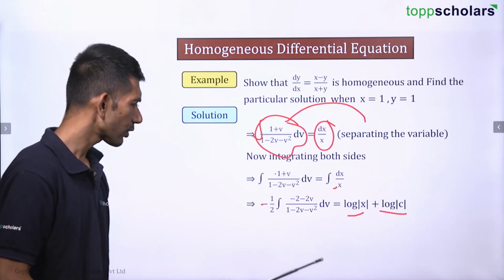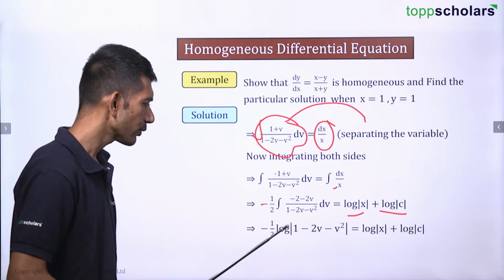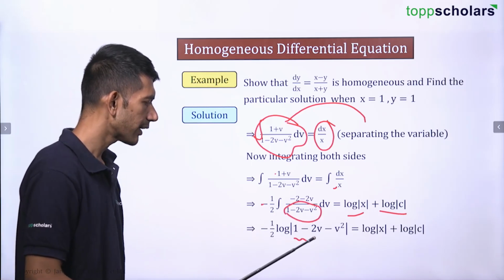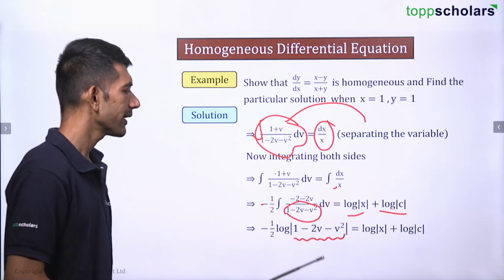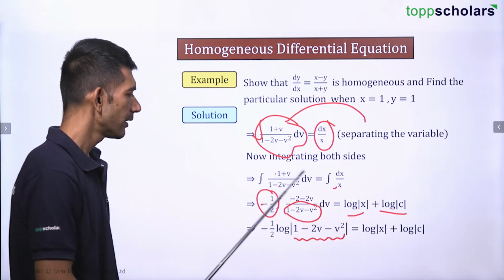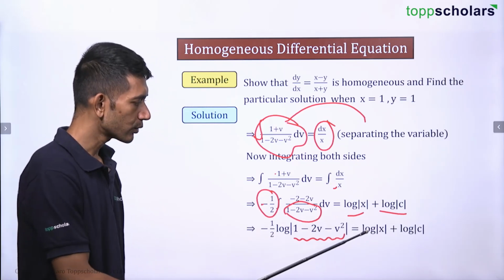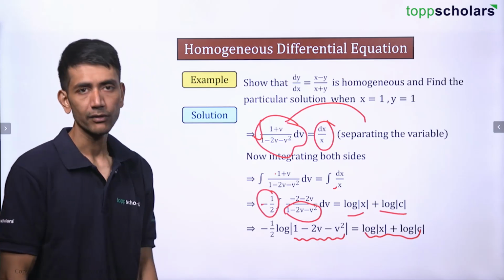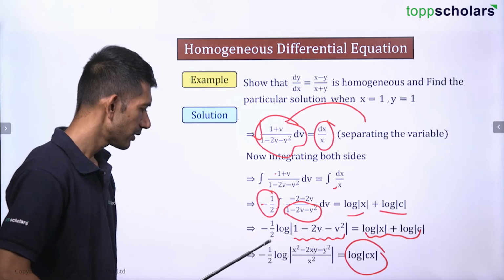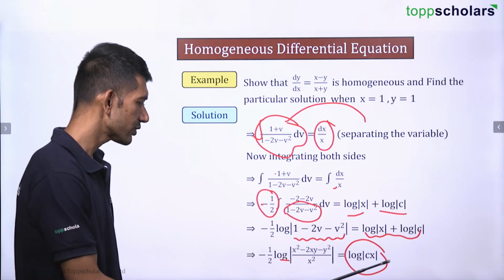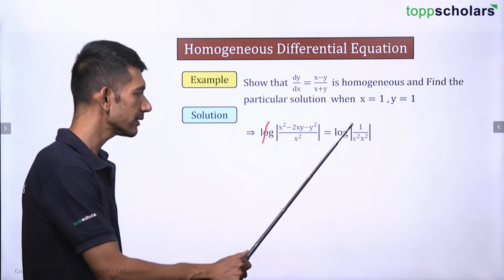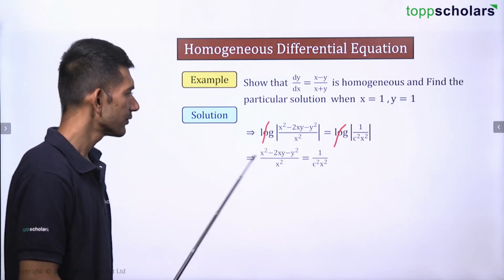Now to solve this further, what are you going to do? We'll have minus 1 by 2 log of, the derivative of this is there in the numerator. So directly log of 1 minus 2v minus v square. Minus 1 by 2 is as it is, right here. Log, you know how to do this. This is log of a plus log of b, so that will become log of x into c, right? This is also there. You need to equate these two logs. So once you do that, you equate the logs. Don't cancel it, just for your understanding. This is what you get.